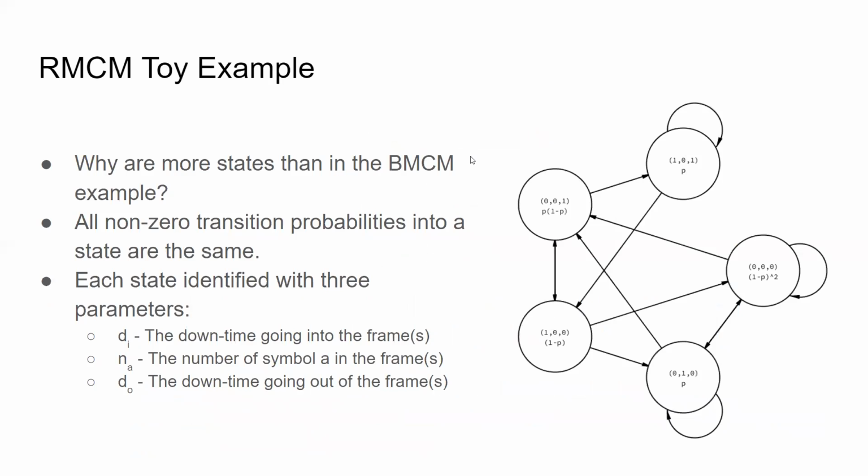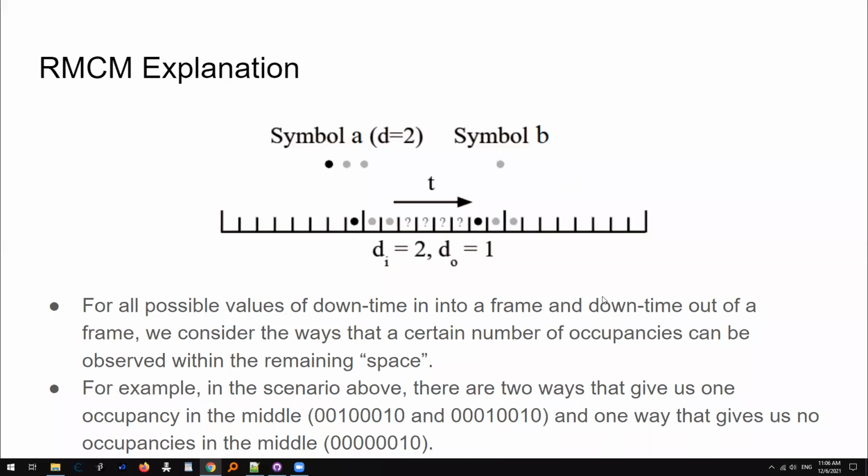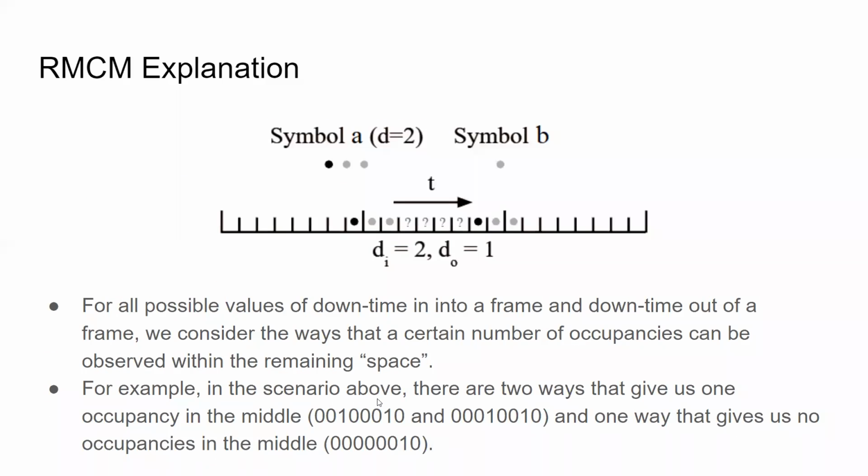I don't know if I use it anywhere in these slides, but I did mention it over here, which I call n sub A, because it's the number of symbol A that we'll see inside this remaining space here. So for example, in the scenario above, there are 2 possibilities for n sub A, which is just 0 and also 1. In the case of n sub A equals 0, we're just going to get this bottom frame down here, 0, 0, 0, 0, 0, 0, 1, 0. So whenever you have 0 of symbol A, you just fill in the remaining space with symbol B.